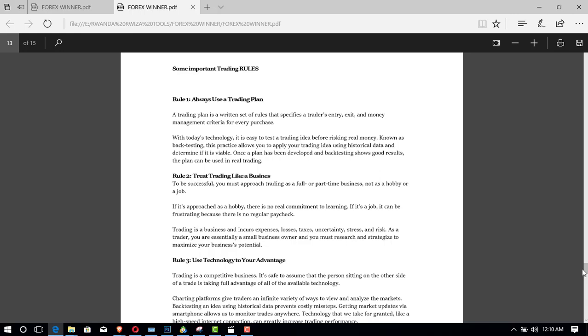So let's continue with rule number 5: become a student of the market. Think of it as continuing education. Traders need to remain focused on learning more each day. It is important to remember that understanding the market and all of its intricacies is an ongoing, lifelong process.